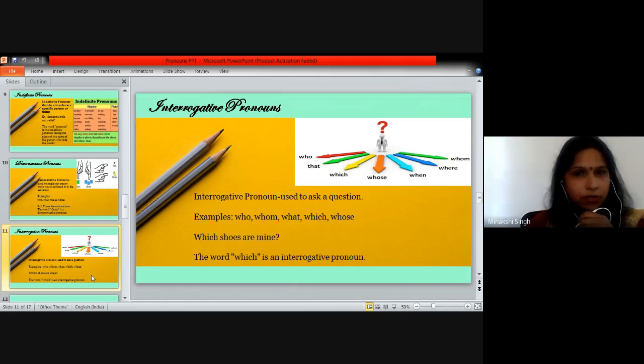Interrogative pronouns. The word is self-explanatory. Interrogative means asking a question. So an interrogative pronoun asks a question. For example, who, whom, what, which, whose. Here we can have a look at the examples of interrogative pronouns. The word which is an interrogative pronoun in the sentence I'm just going to speak: which shoes are mine? The word which is asking a question, hence it is an interrogative pronoun.